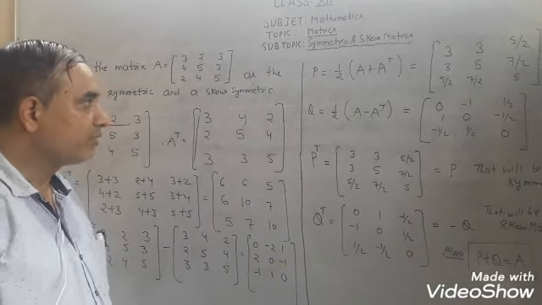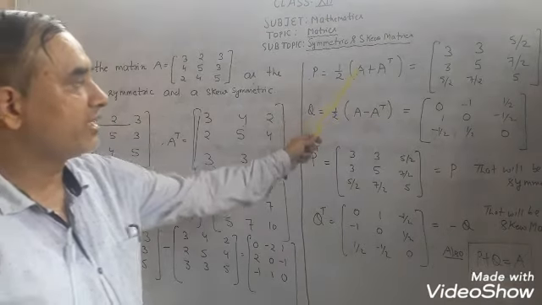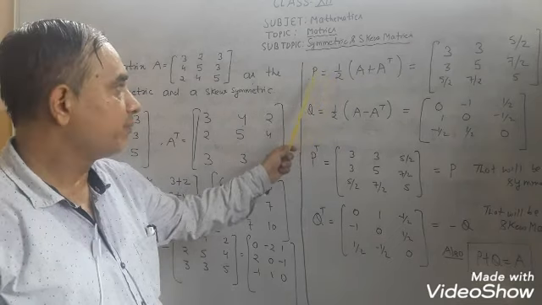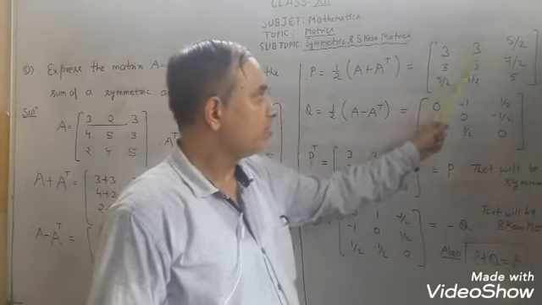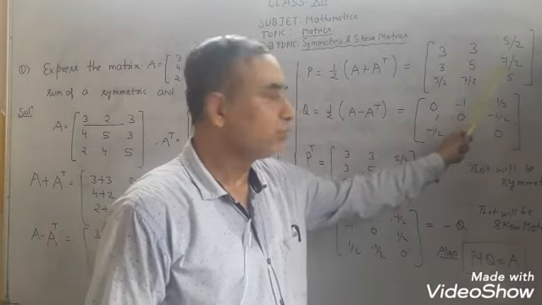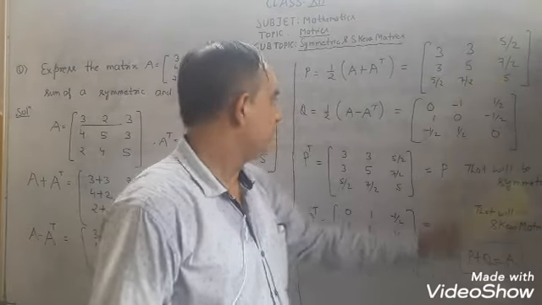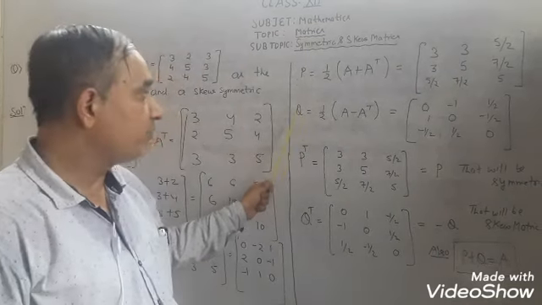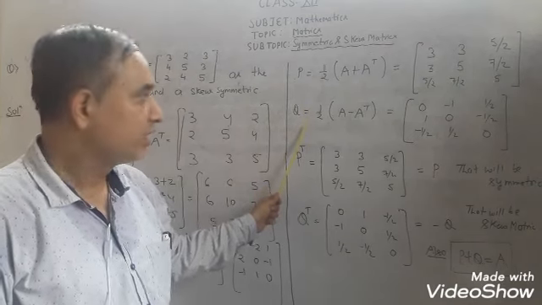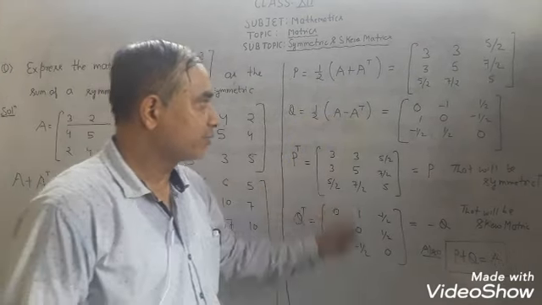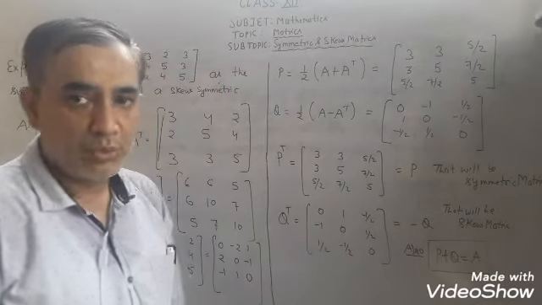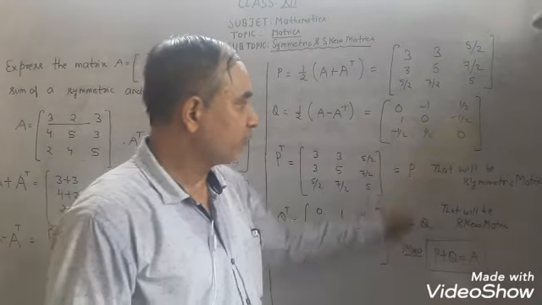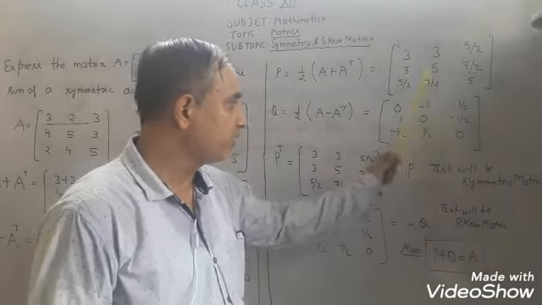Now in the second step, we add these two matrices, A plus A transpose matrix, and divide by 2. Finally we get the P matrix here, which is 3, 3, 5 by 2, 3, 5, 7 by 2, 5 by 2, 7 by 2 and 5. Similarly, we have to find the Q matrix. That will be half of the difference of the two matrices, that means half of A minus A transpose matrix. If we simplify by putting these values, we get 0, minus 1, 1 by 2, 1, 0, minus 1 by 2, minus 1 by 2, 1 by 2 and 0.